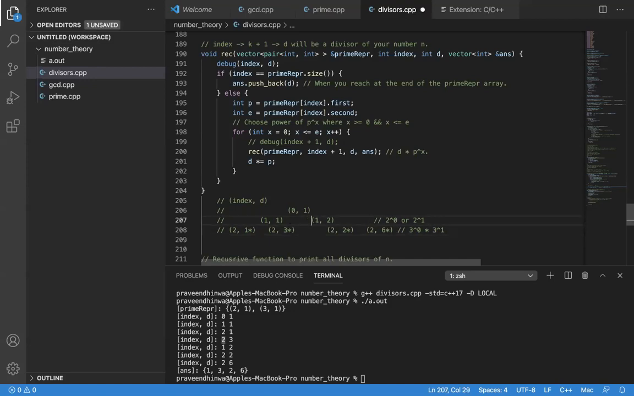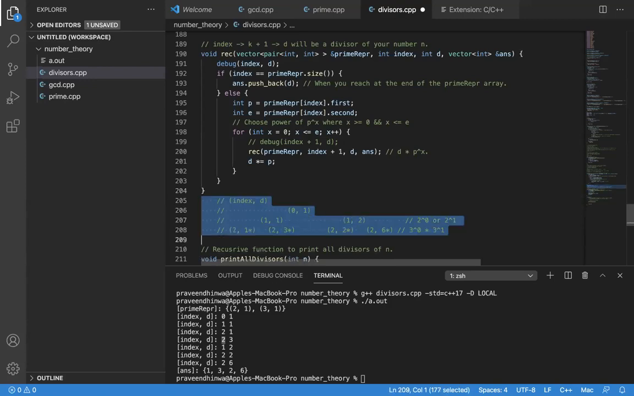And in this case, you can see you can multiply 2 by 3 power 0, or you can multiply 2 by 3 power 1, and you can get 2, 6. And at this stage, you stop your recursion and you say that your 1, 3, 2, and 6 are your divisors. Is this clear?